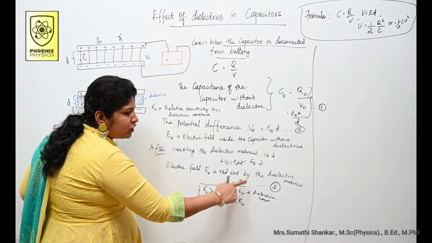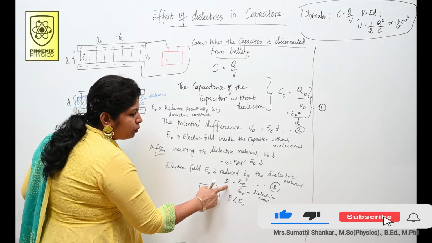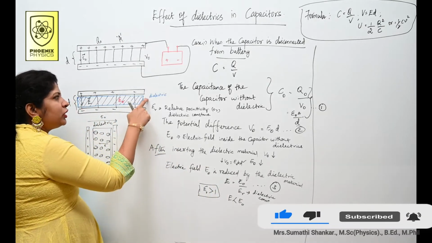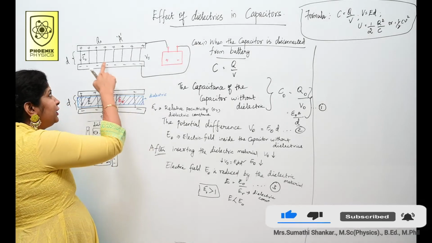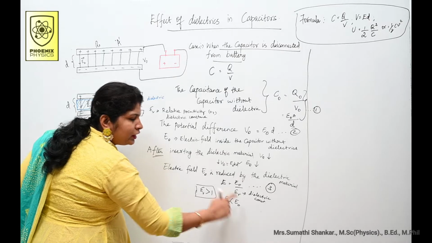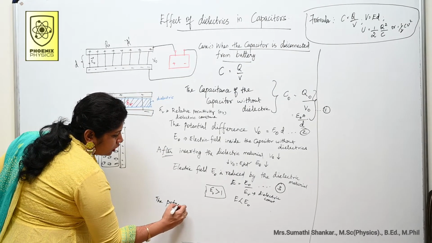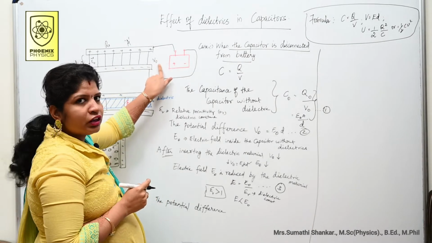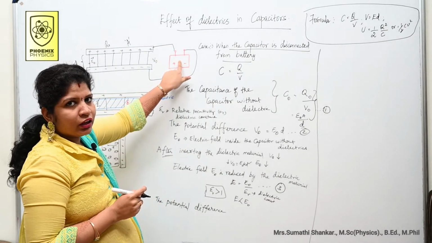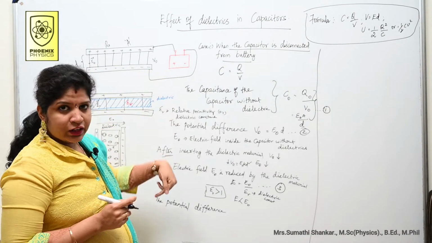Here E naught is reduced by the dielectric material. So after introducing the dielectric material, the electric field becomes E. So this E is less than E naught. What about the potential difference? Initially, the potential is V naught because of this battery. After removing the battery, the potential decreases.